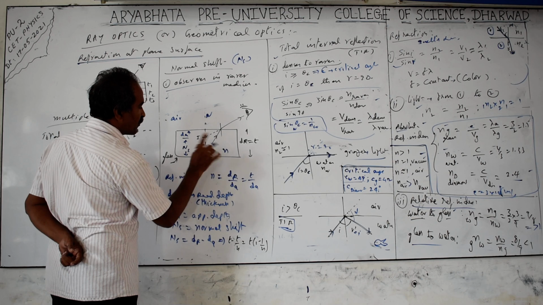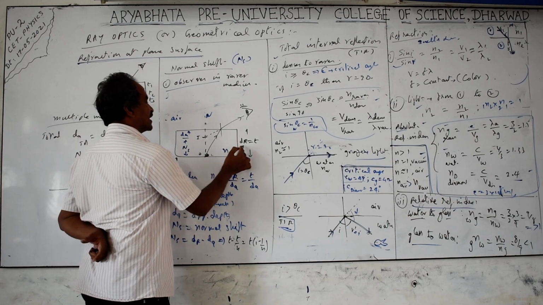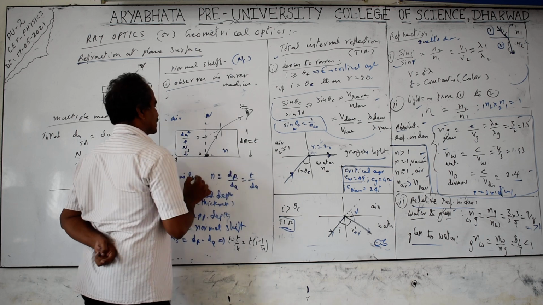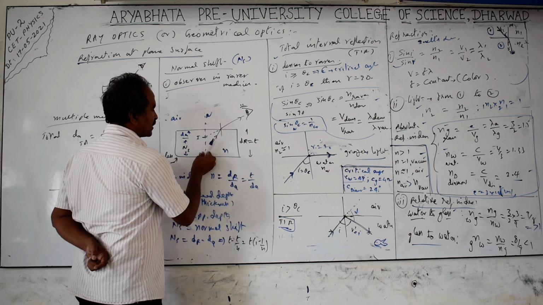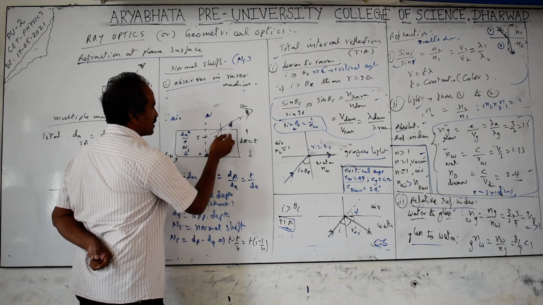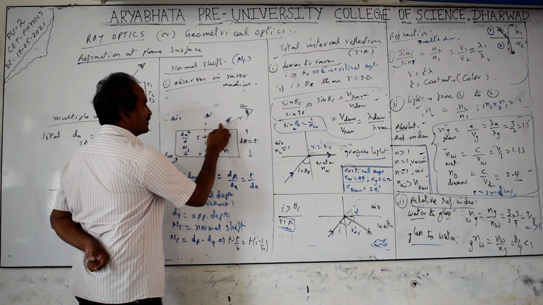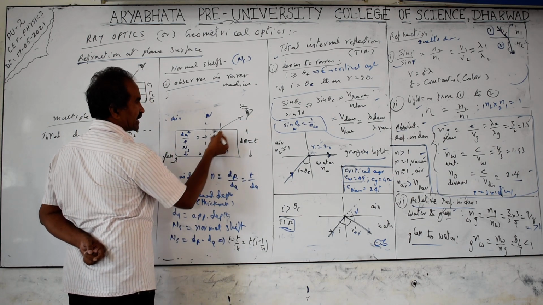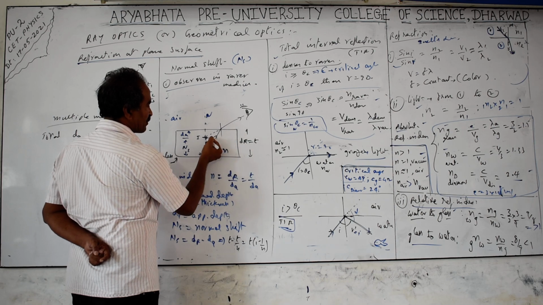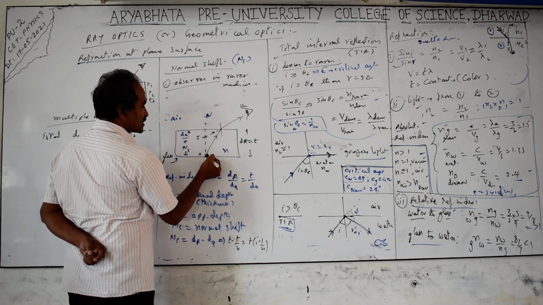The thickness of the slab we are taking is the real depth. If the object is at the bottom of this slab, then the real depth is equal to the thickness. But why does it appear shifted upwards? Because light is traveling from the denser medium to the rarer medium, it deviates away from the normal. This is the angle of incidence, this is the angle of refraction. But when you see, our brain thinks that light travels in a straight line path, rectilinear propagation. So light appears to be coming from here, not from here. So what we notice is the object is not here, but it is here.